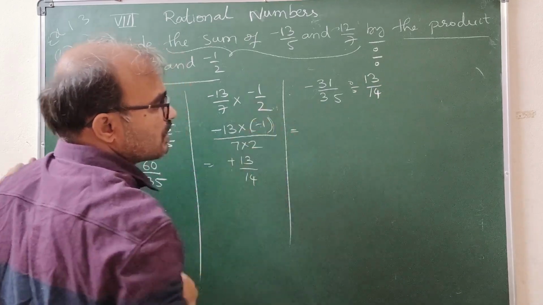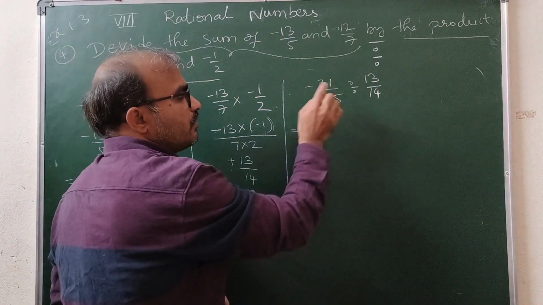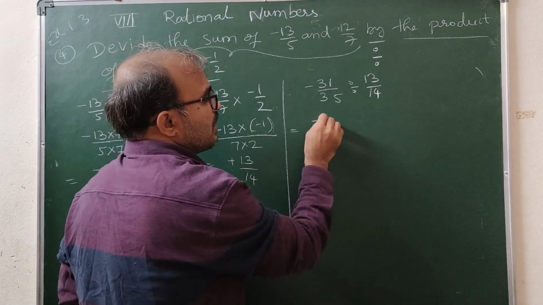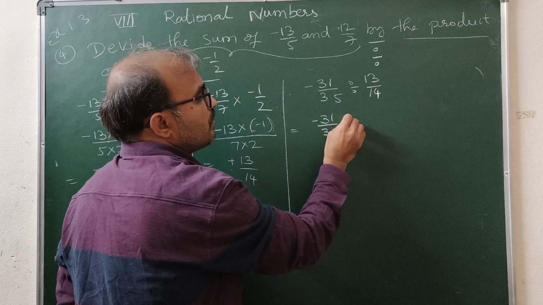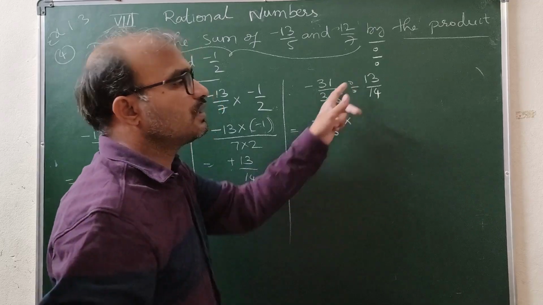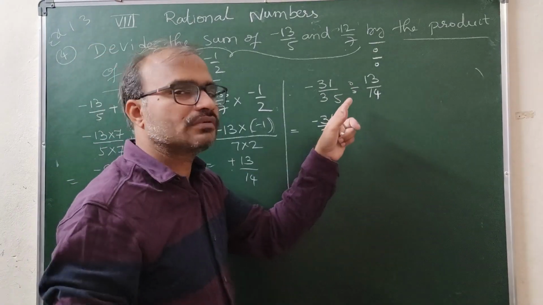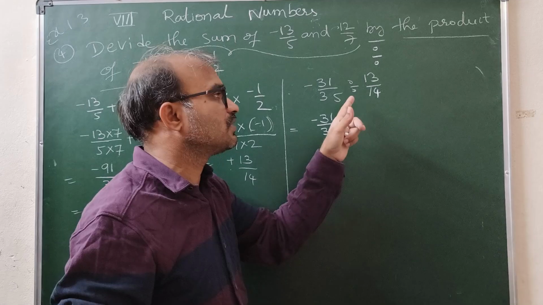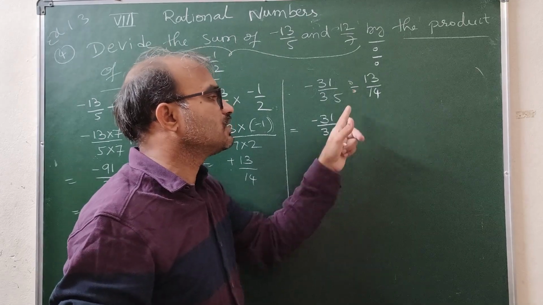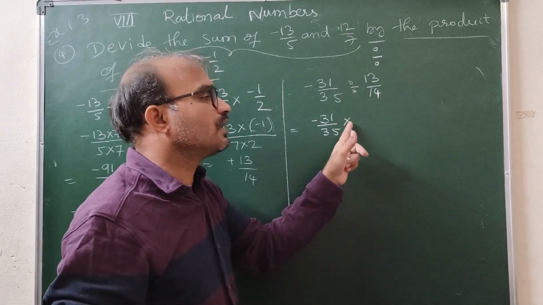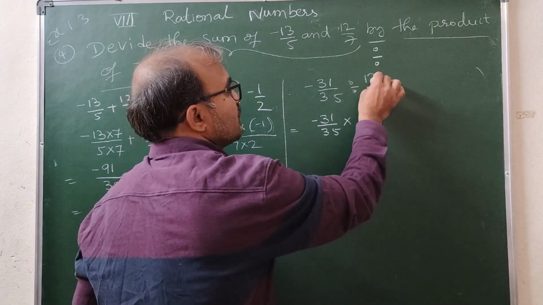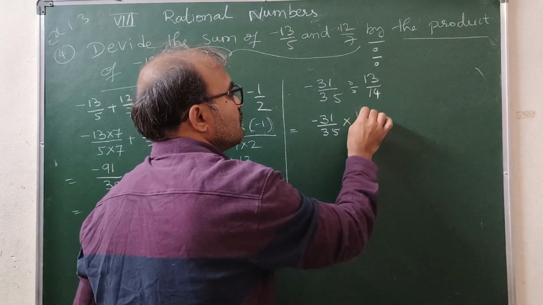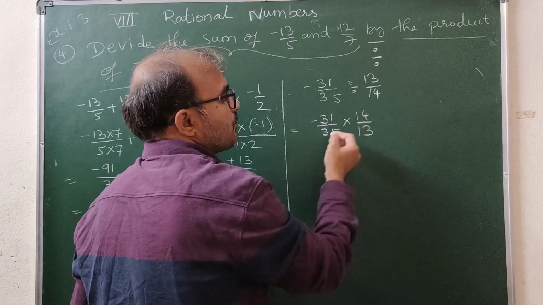As we discussed already, when you divide, write the first number as it is, minus 31 by 35. We have to divide, but what we are doing, we are multiplying. So we should not change as we wish, right? So how can you make division into multiplication? As you are changing the operation, you have to write here the reciprocal of 13 by 14. That is 14 by 13.